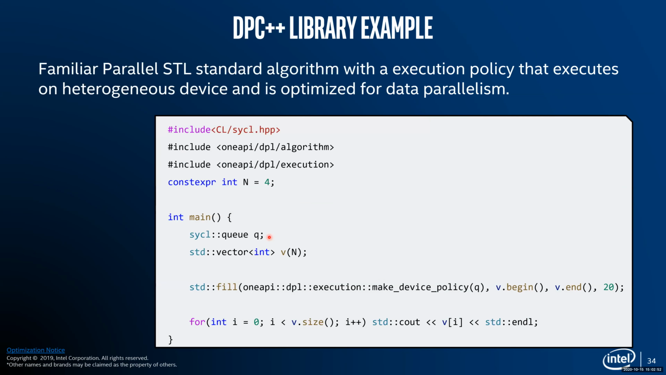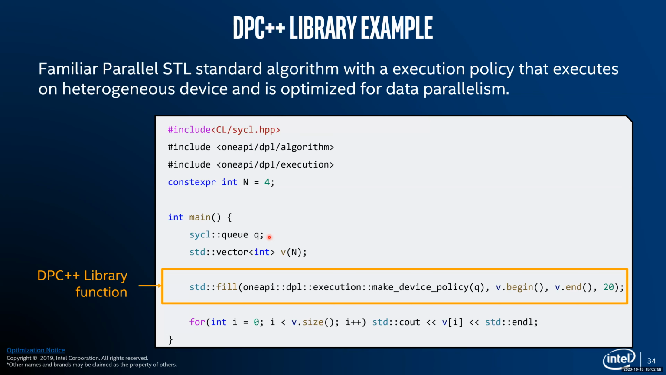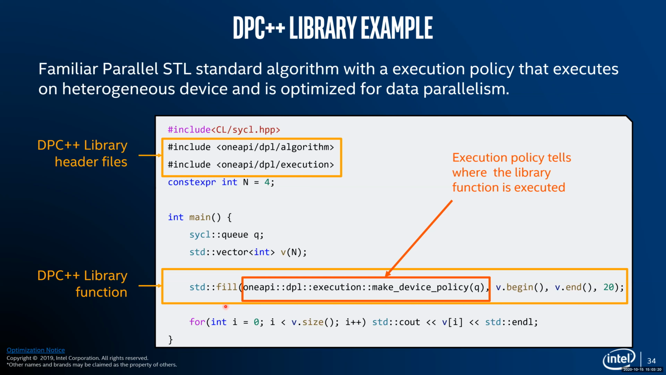So let's look at a full example of how the Data Parallel C++ library can be used. Here you can see that the library function we use has an execution policy. There are two header files that need to be included. One is the oneAPI DPL algorithm, and then the other one is execution. And then the most important thing is this device execution policy, which tells where the library function is executed. Right? So if you don't have this one, it will just run on the CPU.